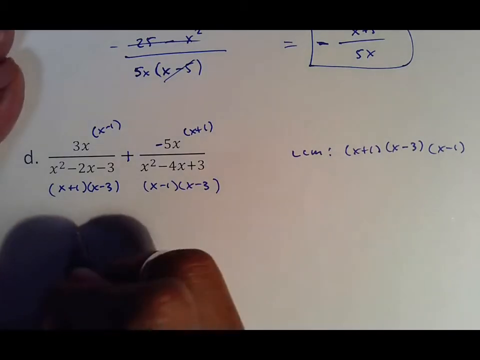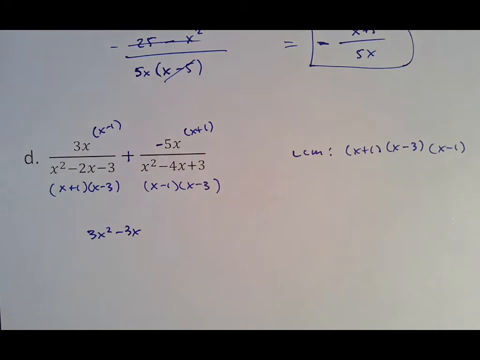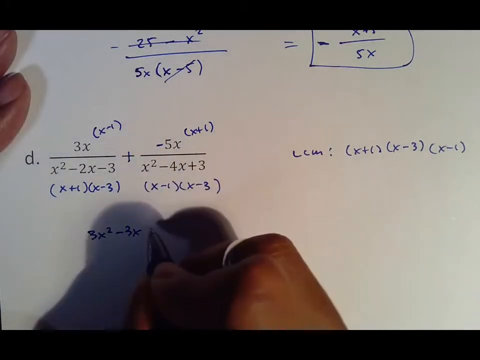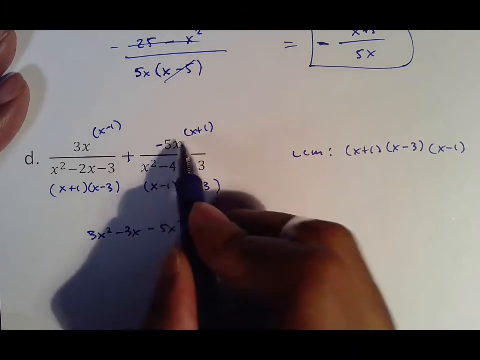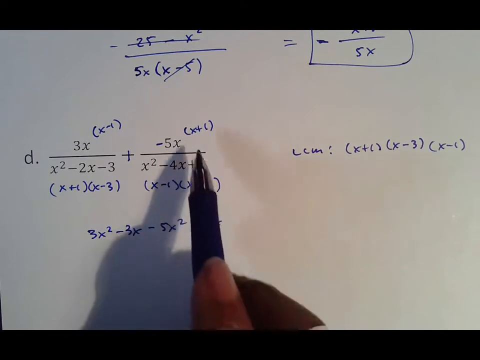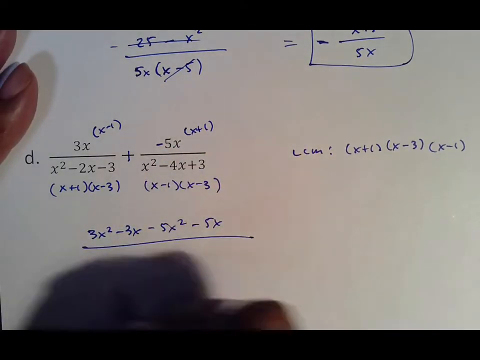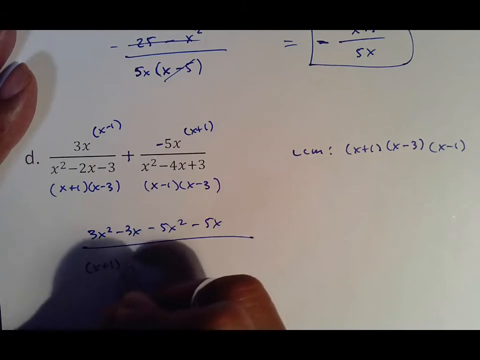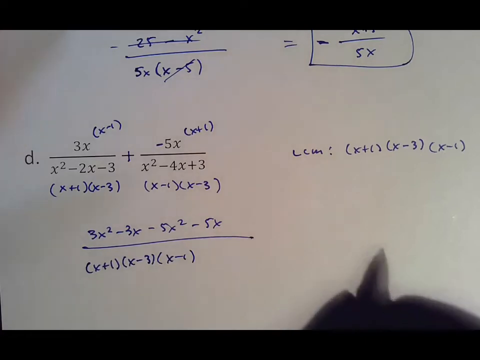And so we end up with 3x squared minus 3x, I just distributed is all, minus 5x squared minus 5x. That's why I wanted to make sure my 5 was negative, because otherwise I forget that that should not be a plus 5. It's a minus 5, all over x plus 1, x minus 3, x minus 1.